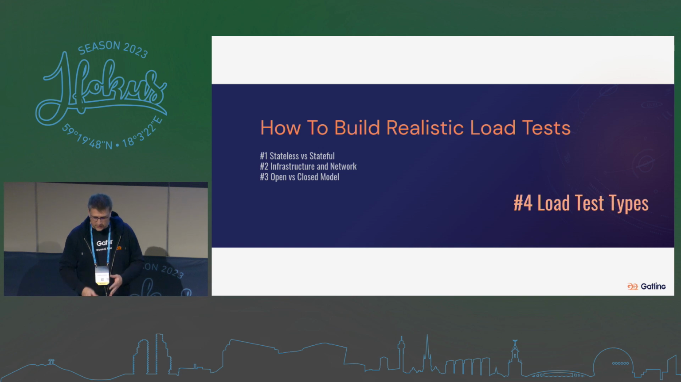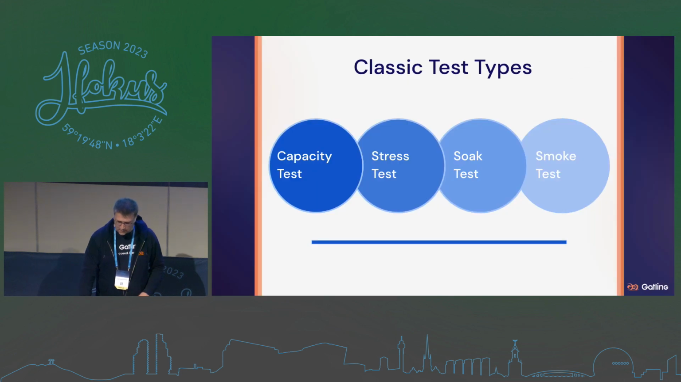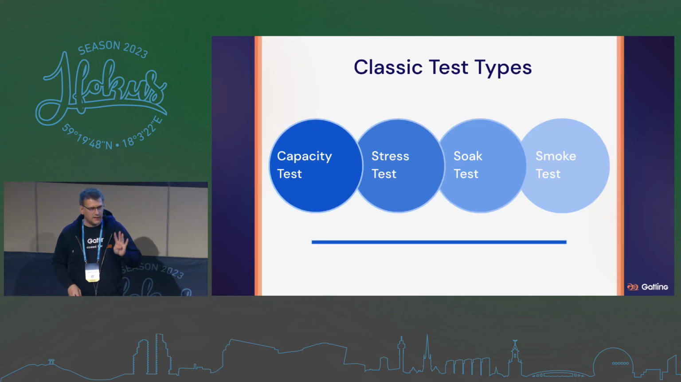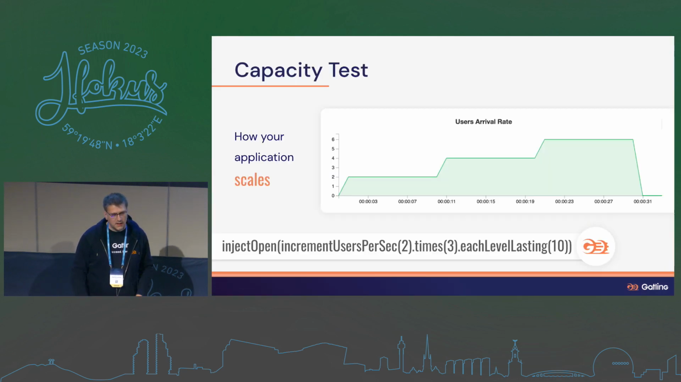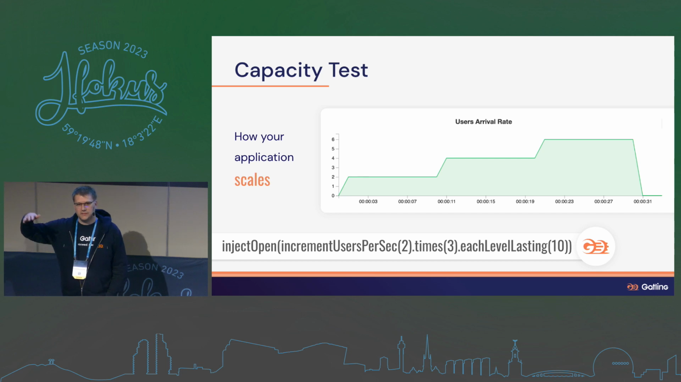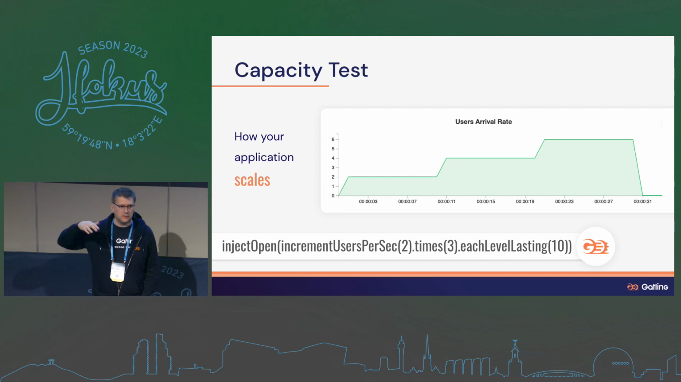Then let's talk about the different types of load tests. People tend to mix load tests, performance tests, stress tests. So let's get the terms right. There are four very classic kinds of load tests. The first one is the capacity test. In a capacity test, you will increase the load progressively. What you want to figure out is the sweet spot of your application: when the application's performance starts to worsen, and how it worsens.